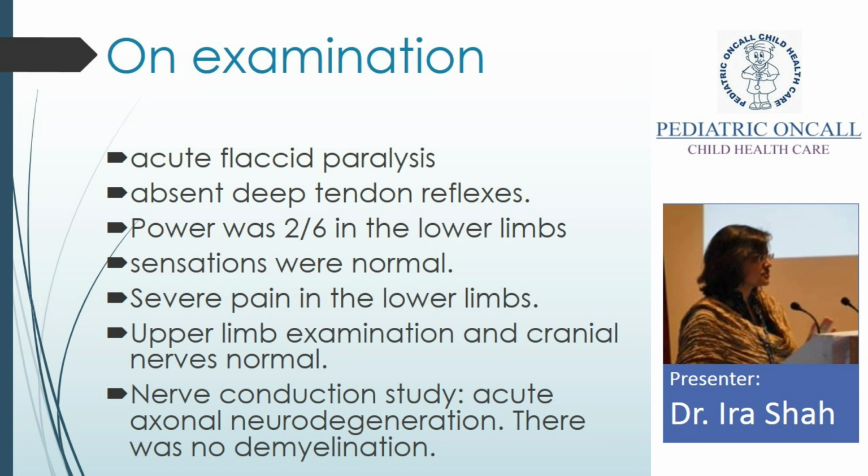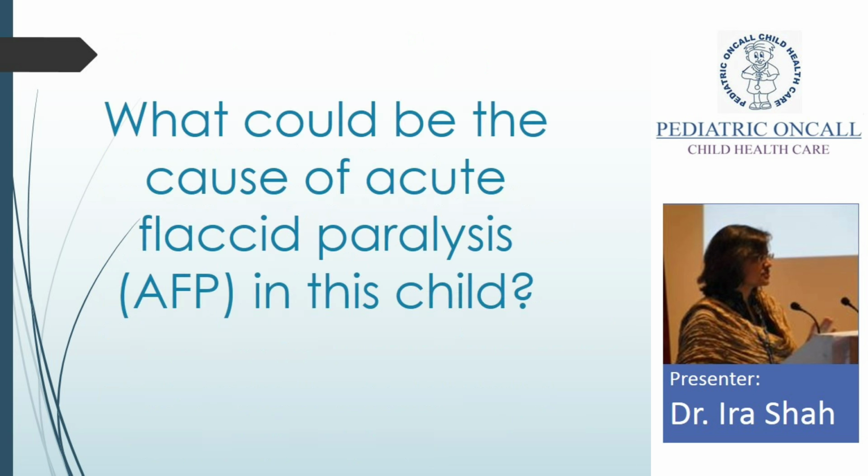So this child, on examination, you see there's acute flaccid paralysis. Absent DTRs, power is less in the lower limbs, sensations are normal. She has severe pain in the lower limbs. Upper limb and cranial nerves are normal. You're suspecting GBS, you do an EMG NCV, you find acute axonal neurodegeneration, there is no demyelination. What are we dealing with? What affects the anterior horn cells, the axons? Poliomyelitis. This child has received pulse polio.